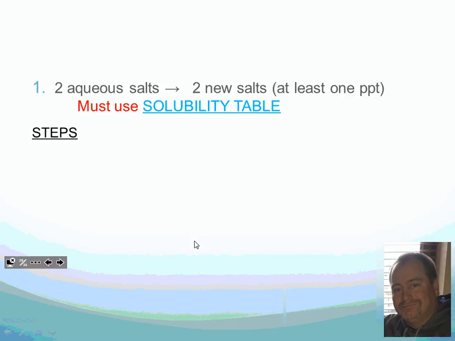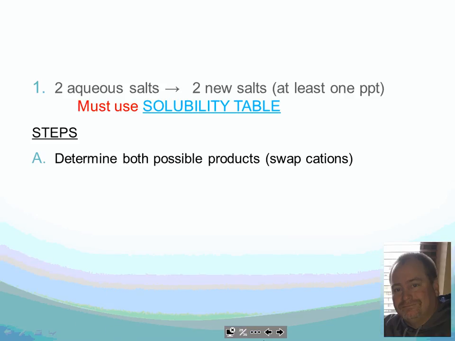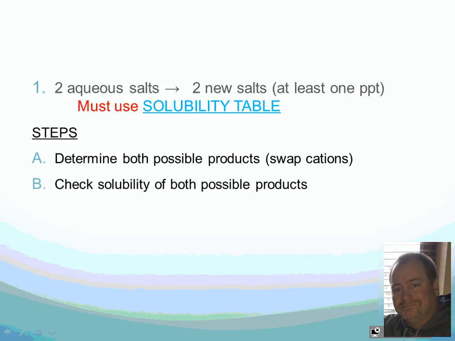We're back on our PowerPoint, and I have steps that I follow when I'm dealing with these two aqueous salts. The first step is I swap cations to determine the possible products. My second step is I check the solubility of both products. If both products are soluble, then a reaction will not occur. It's no reaction if they both are soluble.